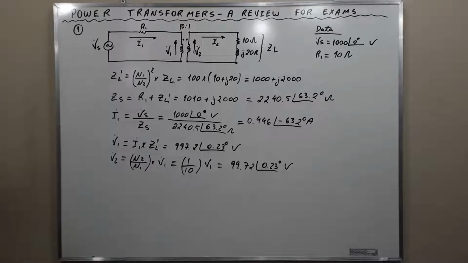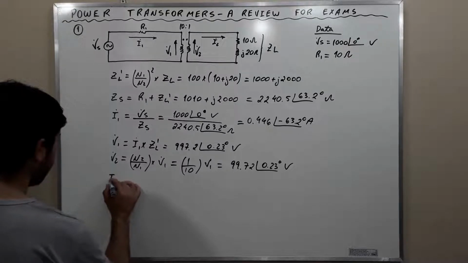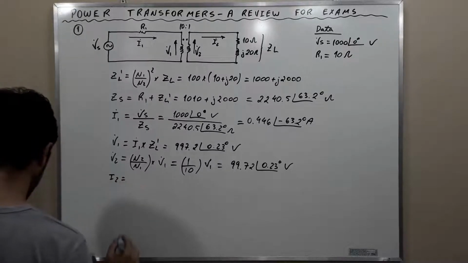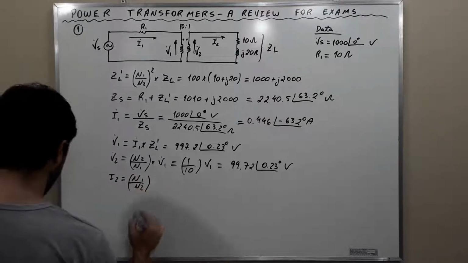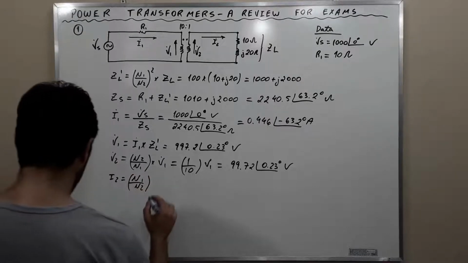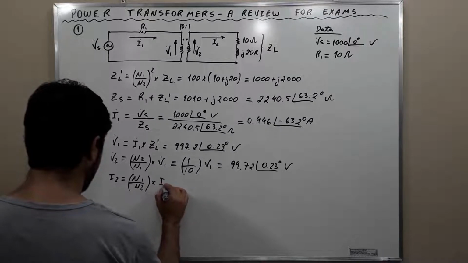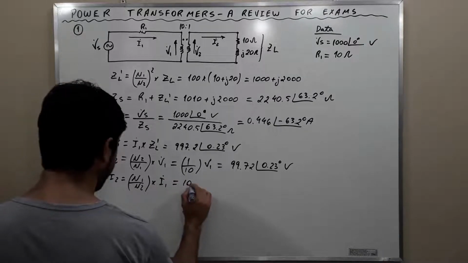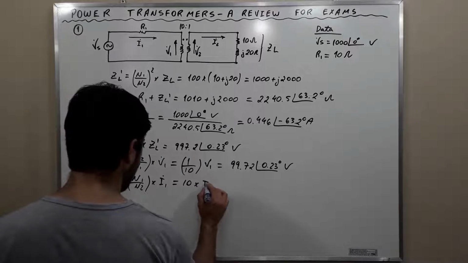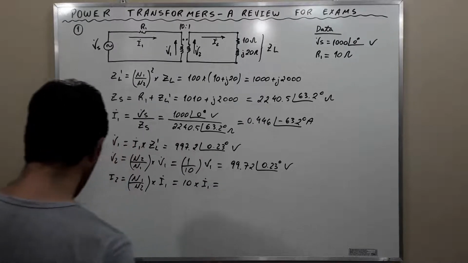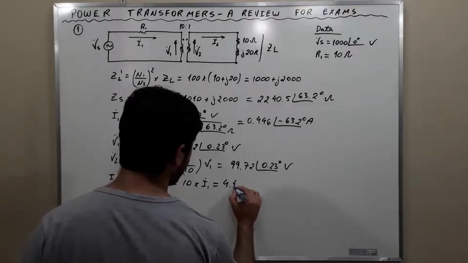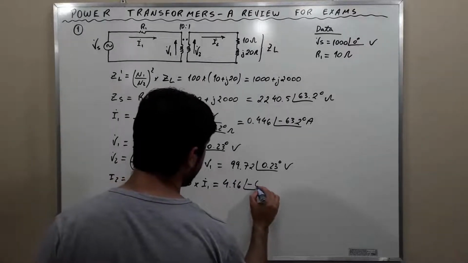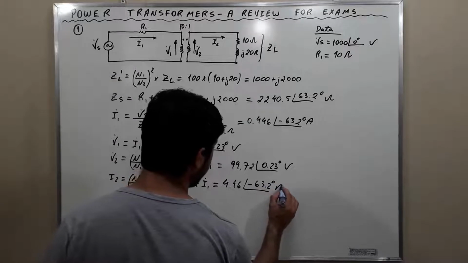Similarly, we calculate I2. I2 is going to be equal to N1 over N2 times I1. And this is 10 times I1. And we find the value of 4.46 phase negative 63.2 degrees amperes. All right?